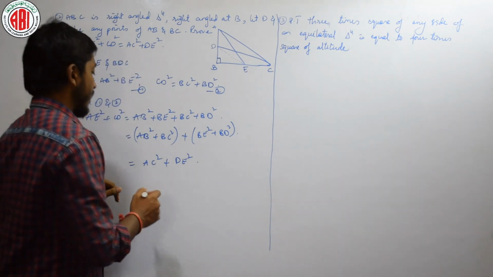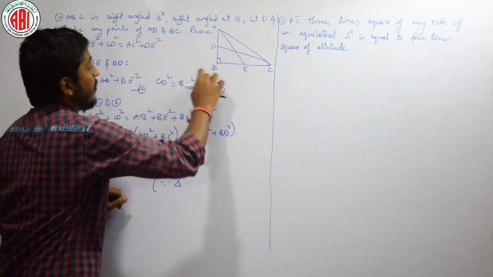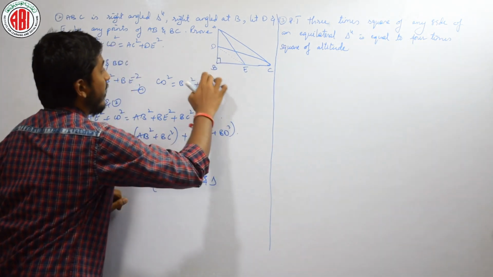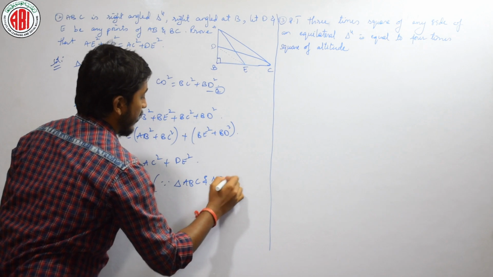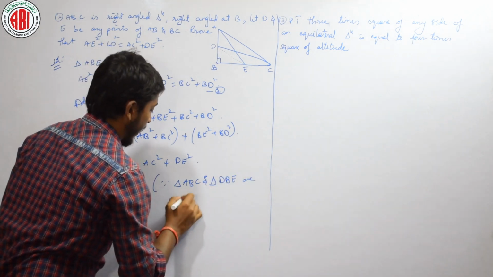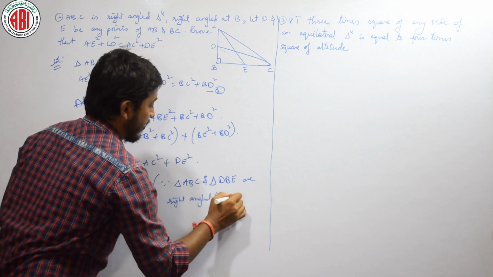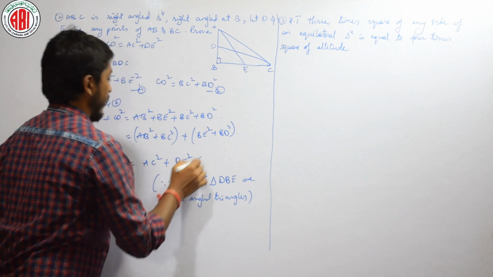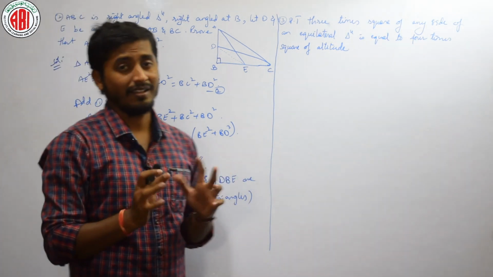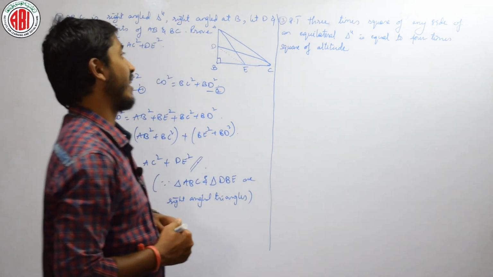Just as an inference, to write: since triangle ABC and triangle DBE are right angled triangles. Is it clear? Did you understand? This is again a simple question. You need not think with a heavy mind for this kind of question. Let us move on to the next question.